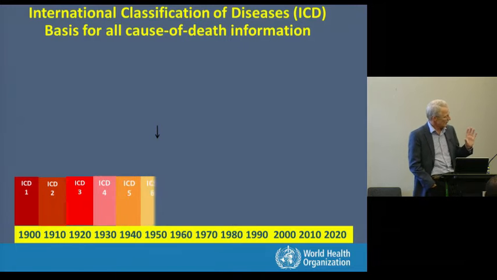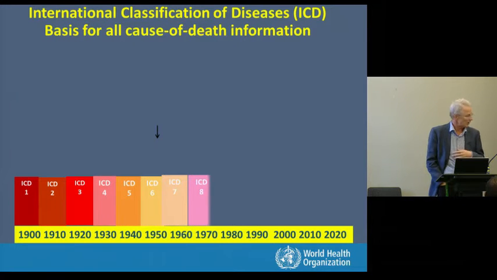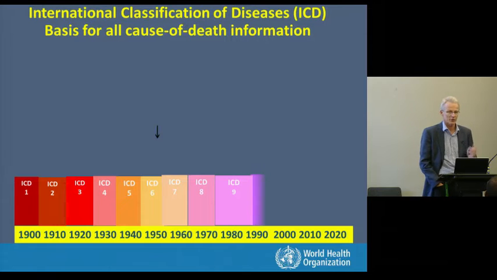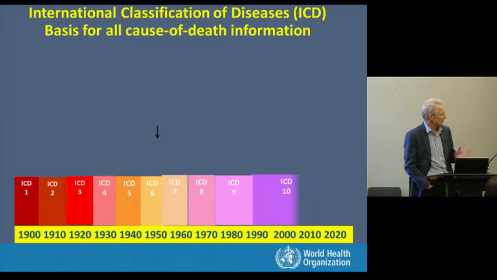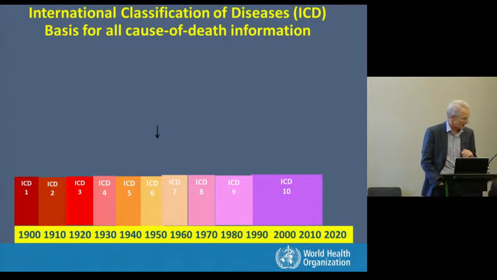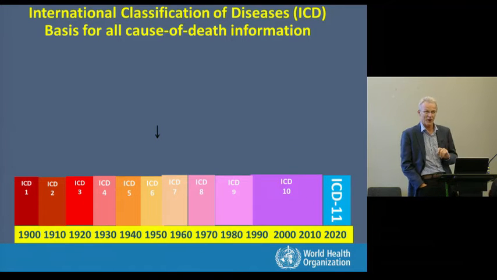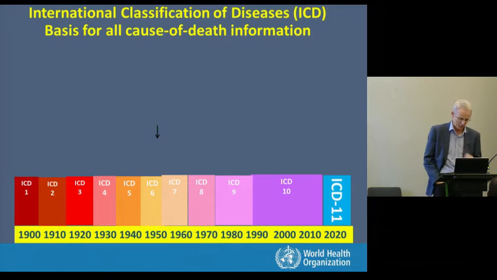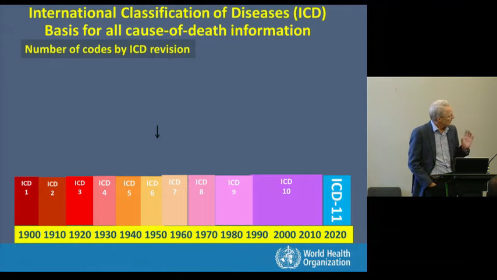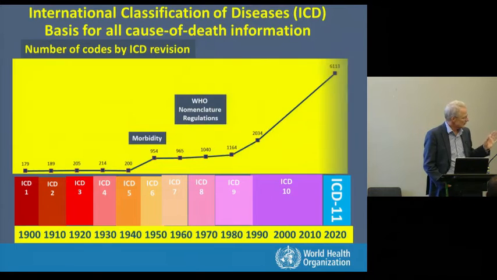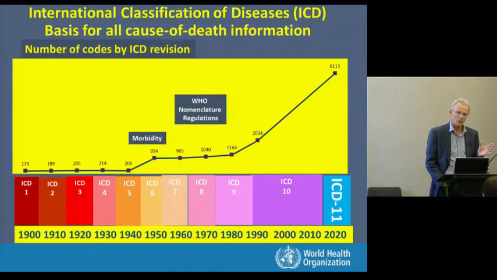And almost every 10 years there was a revision up to 1990 when the ICD-10 was released. But the ICD-10 stayed around for a much longer time. And now we're really working on the arrival of ICD-11, which is supposed to be launched by 2018. If you look at the complexity and the number of codes, in the first years it was around 200 codes.